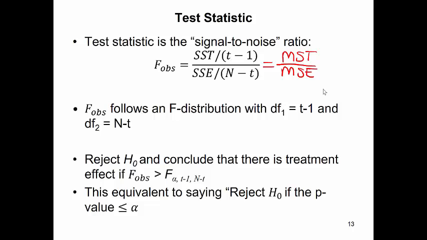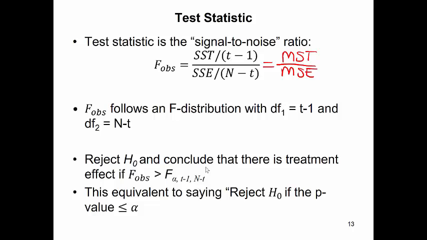Okay, so this is the signal. The numerator here is the signal. This is the noise. It turns out that if you take this ratio, you have an F distribution with the degrees of freedom t minus 1 and capital N minus t. And we're going to do exactly like we've done with hypothesis testing before. We're going to reject the null hypothesis and conclude the treatment has an effect if our F observed value is greater than the cutoff on the F distribution.